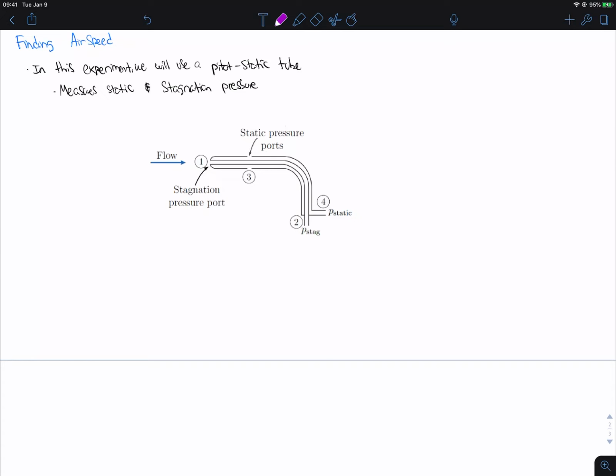So this static pressure comes in a tap, and it's going to come along on these outer walls. And that's where we're going to measure that static pressure. That's going to go to a manometer as well.